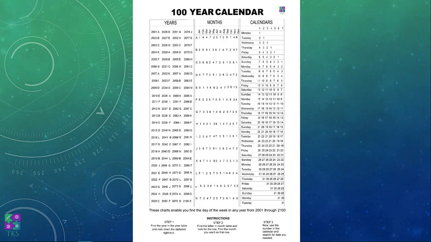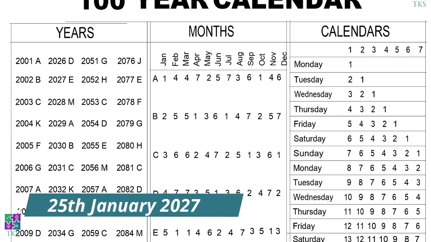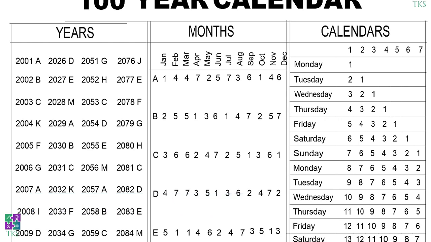Here is the calendar. It doesn't look like a calendar but it is. Now you can see three columns: the year, the month, and the day. Let's take a date, the 25th of January 2027. So at first we will find the letter to the right of the year. Here letter E is the letter on the right of 2027.